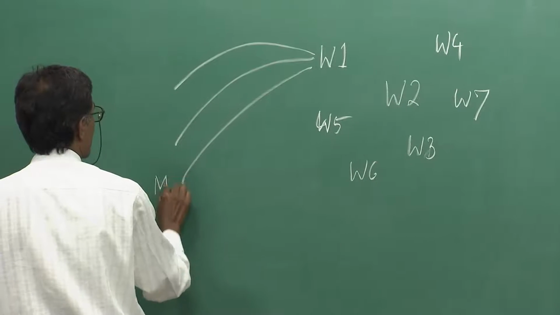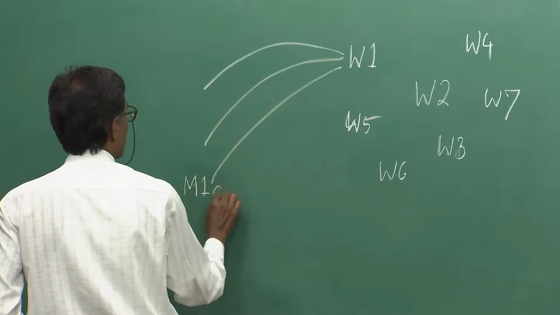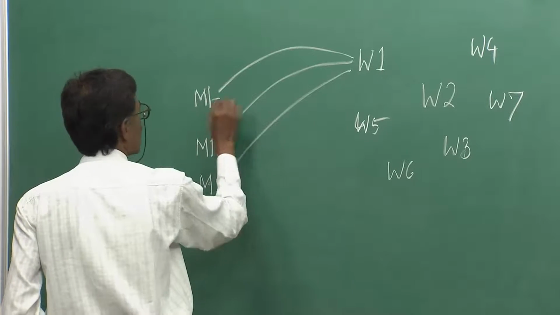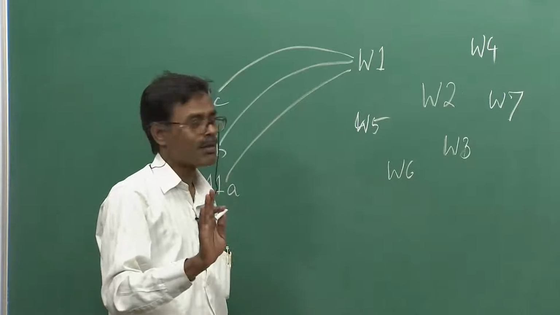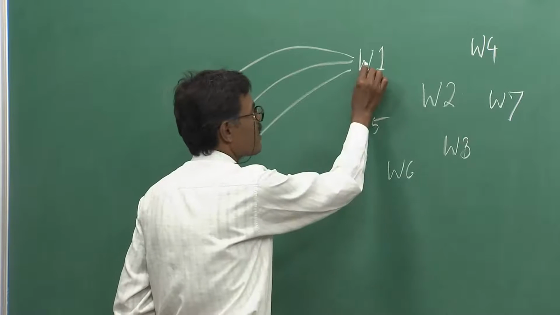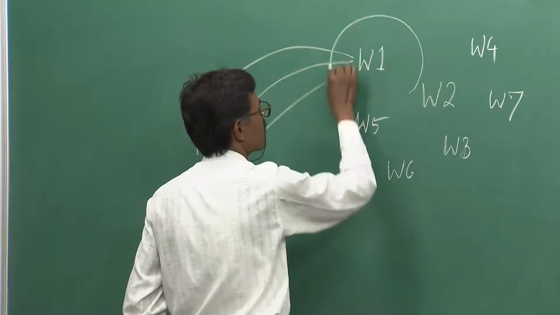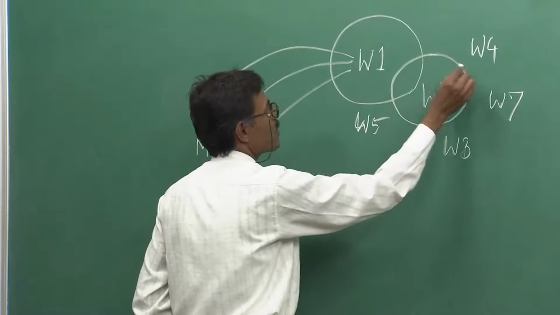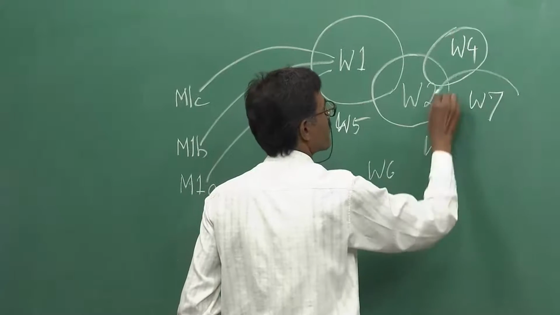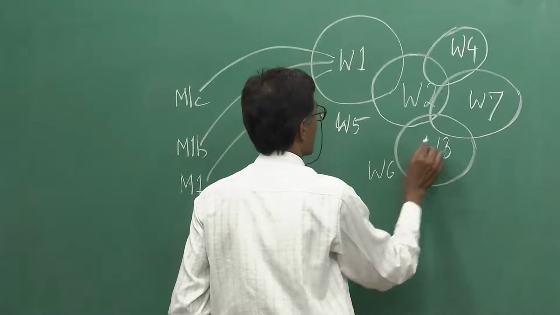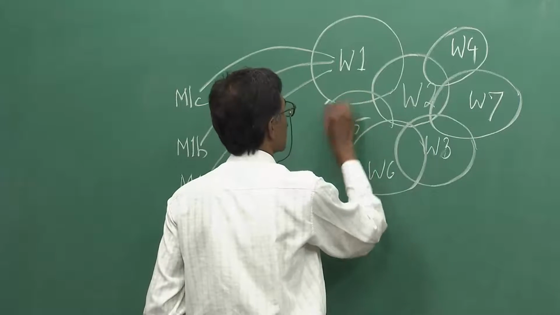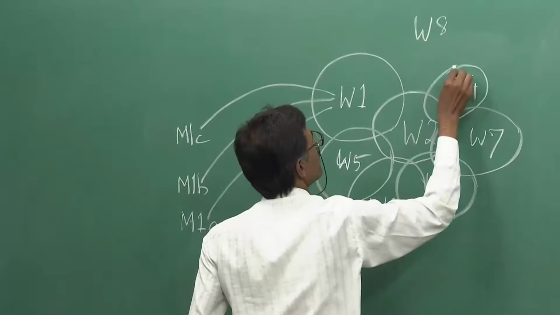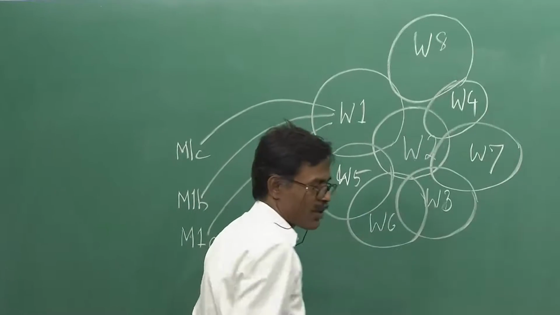Now it is not that this word has meaning 1A, meaning 1B, meaning 1C, and similarly others. It is not so. What really happens is that this word has a field of meanings. This word has a field of meanings. This word has another field of meanings. And then there is another word which has this field of meanings.